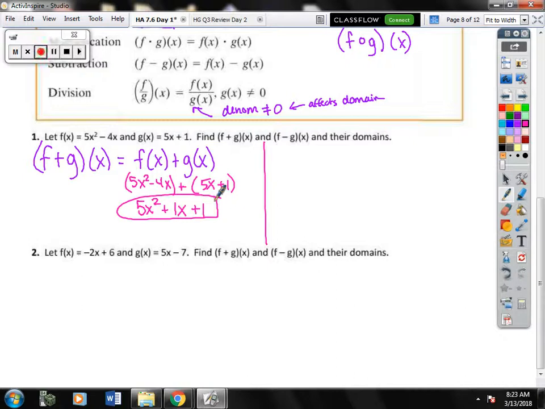They also want us to describe the domain. So most of you will benefit from thinking about this graphically. The domain of this function, this is a quadratic. The domain is still going to be all real numbers, or negative infinity to positive infinity.